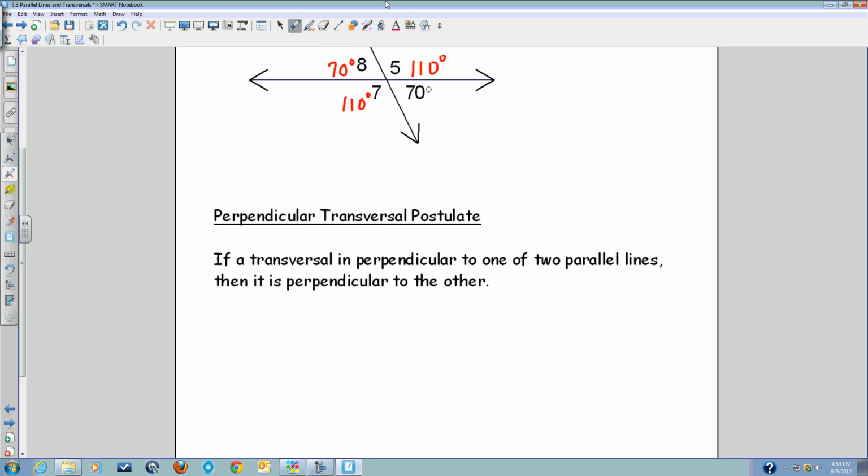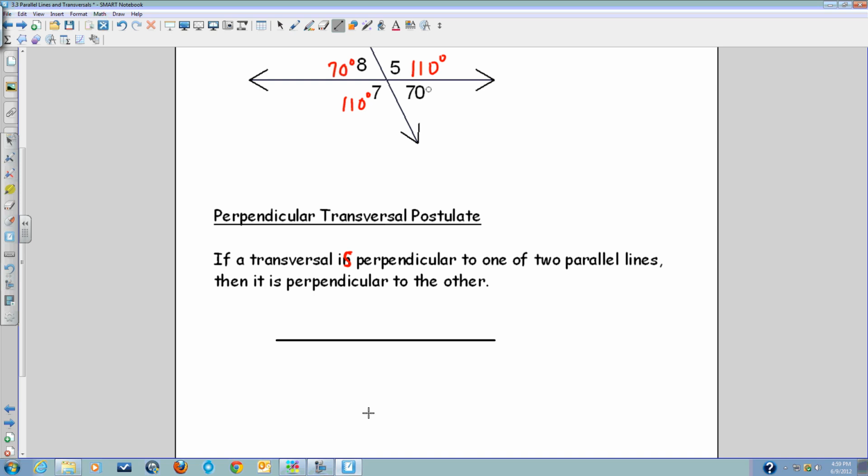Let's look at this next idea. This is the perpendicular transversal postulate. If a transversal is perpendicular to one of two parallel lines, then it is perpendicular to the other. So let's take a look at this idea.